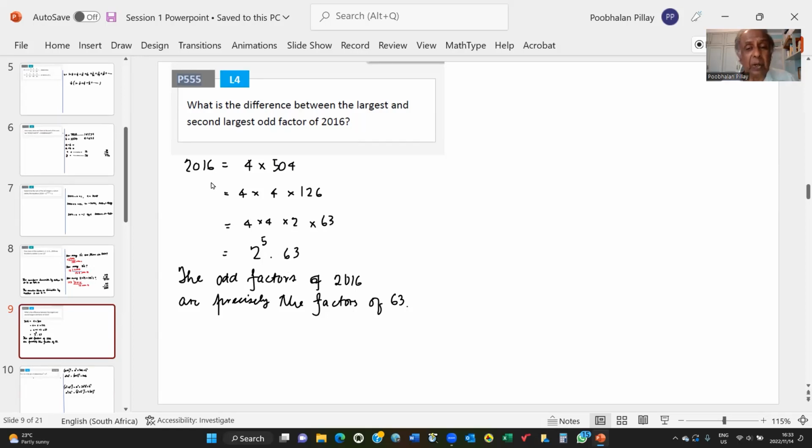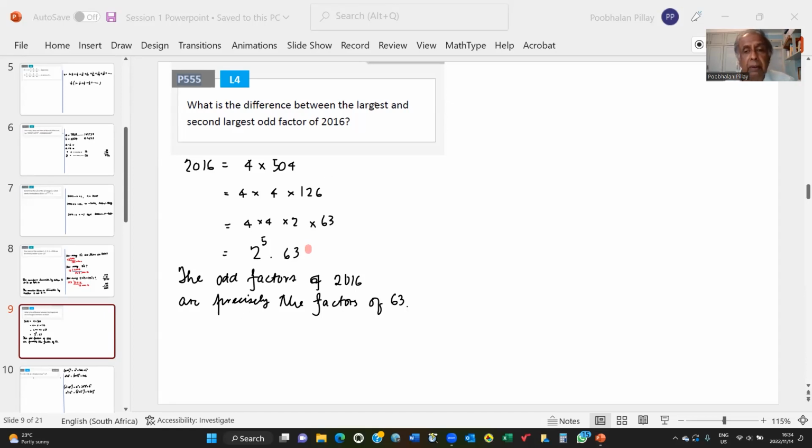So now the question is, what are the odd factors of this? And the answer to that question, the odd factors cannot contain a 2 in it. You know, the factors of this number here are a factor of this times a factor of that. But if you're looking for the odd factors, it must not have any 2's in it. So you look at only the factors of this, right? So the odd factors are precisely the factors of 63.